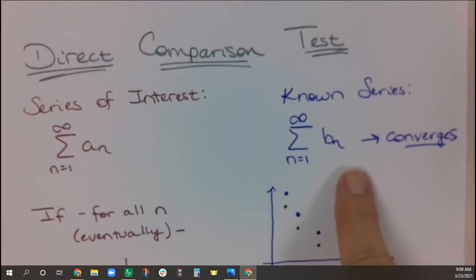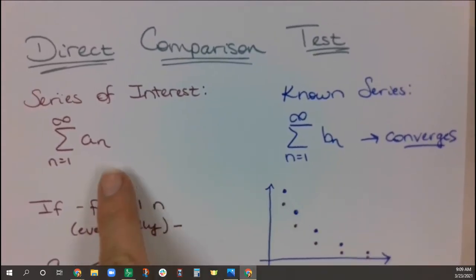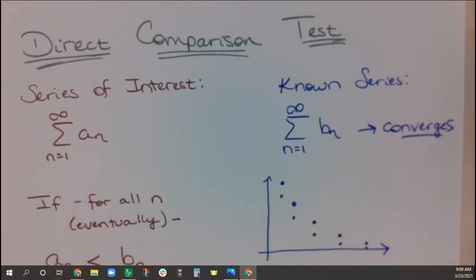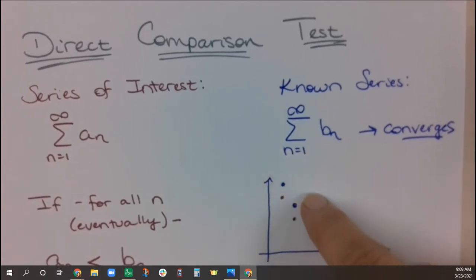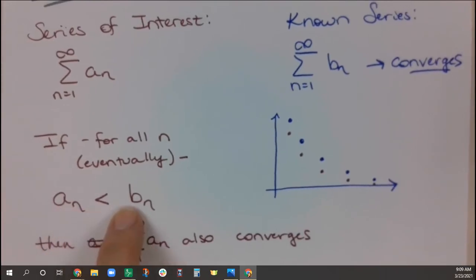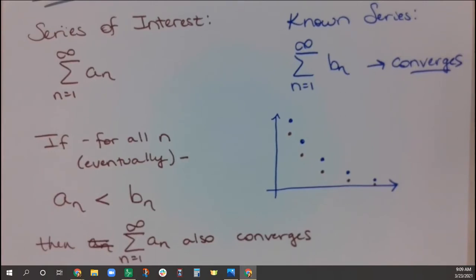Now, if we have a known series B sub n that converges and A sub n happens to be larger than B sub n, then hopefully it makes sense that we don't know if A sub n would converge or not. If A sub n is greater than B sub n, maybe it approaches zero fast enough to converge, but maybe it doesn't, or maybe it just increases. We don't know. But if B sub n converges, and if all the terms of A sub n are smaller than the terms of B sub n, then it would have to converge as well.